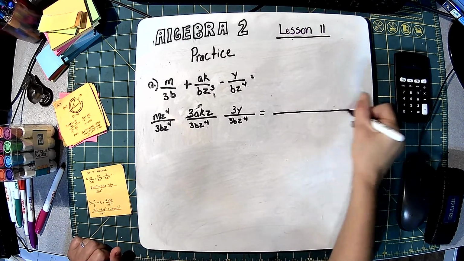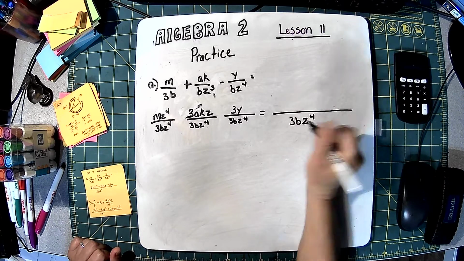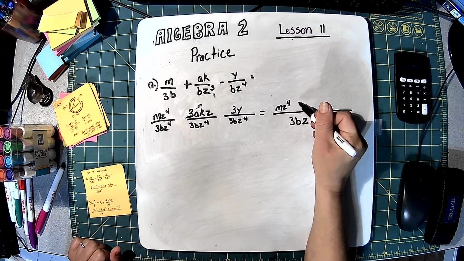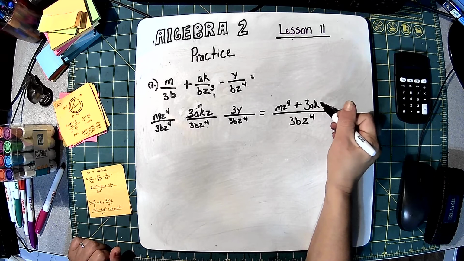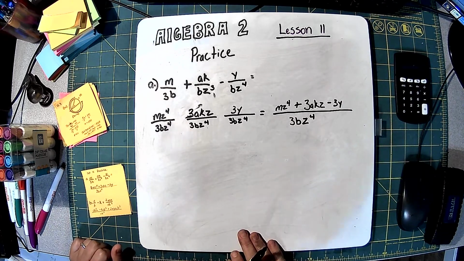So our new bottom is going to be 3BZ to the 4th, and the new top is MZ to the 4th, plus 3AKZ minus 3Y. And that is the answer.